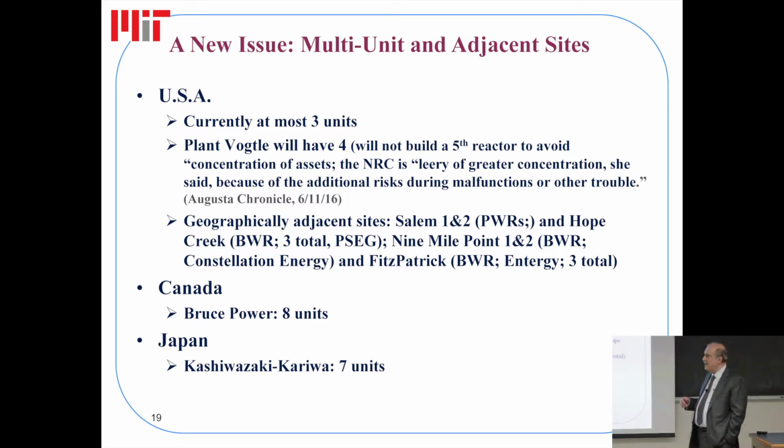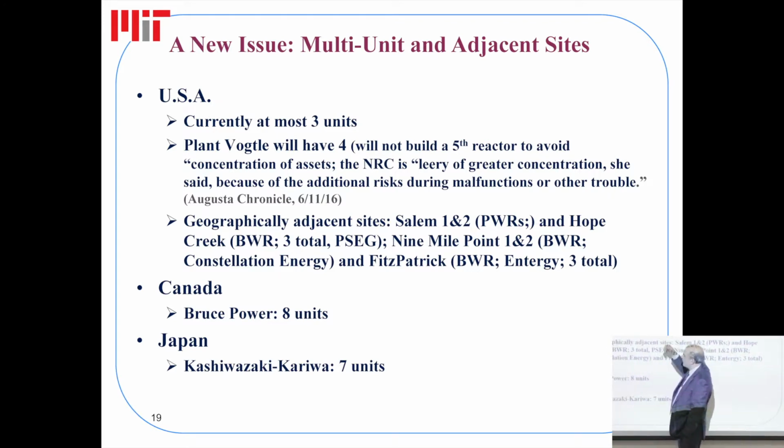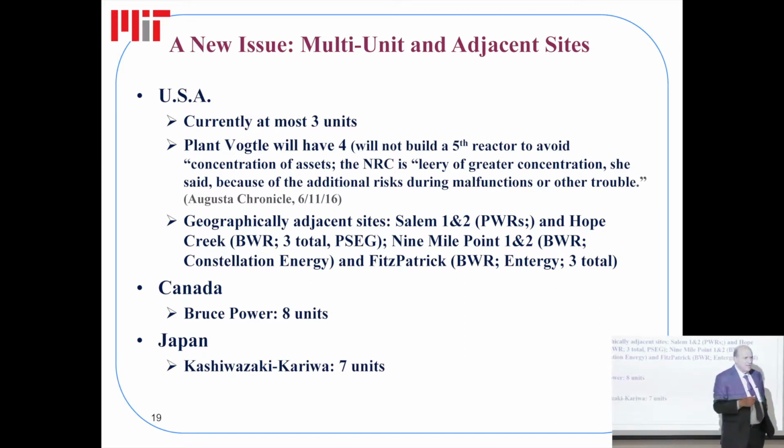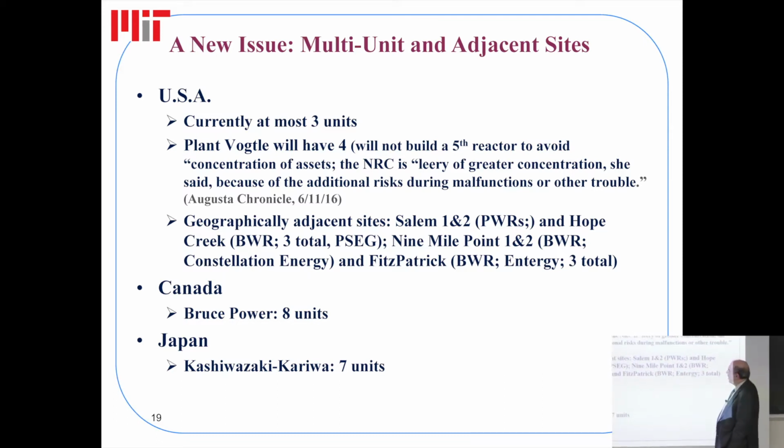And strangely enough, PRAs were done for a single unit. So the question is now, why don't we do multi-unit PRAs? Well, the Commission here was very reluctant to ask the staff to do that. And one of the arguments is that currently we have few sites with 3 reactors, most of them have 2. But here's what's happening. Vogtle, where they're building the new AP1000, will have 4.